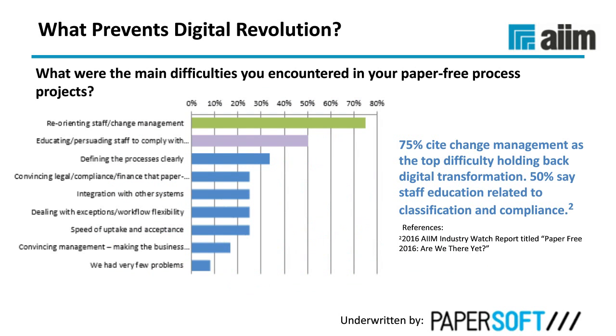Yep, and here it is again. 75% cite change management as a top difficulty holding back digital transformation. Meanwhile, 50% say staff education related to classification and compliance are also an issue. But it really is that top change management level. It's trying to move people forward that do not want to change. It begs the question, are we our own worst enemy, basically, when it comes to digital revolution?